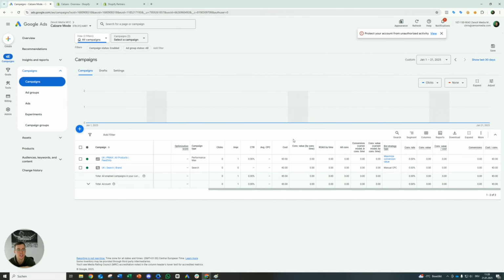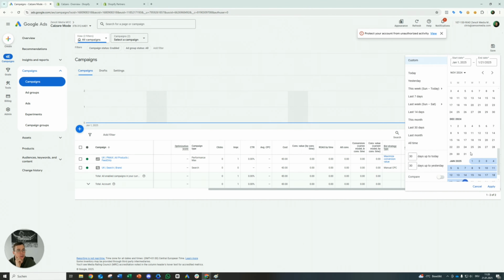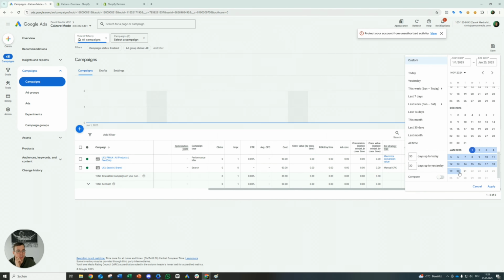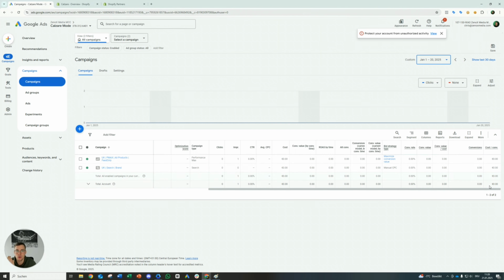If I check the ads, for example, I want to see how it's performing, I would set it to something like that, for example. I would not include today. And even yesterday, I would probably not have all the data in the account yet, because it depends on the account, but you have to consider a certain conversion lag.